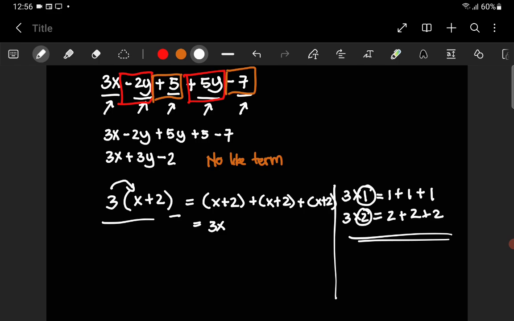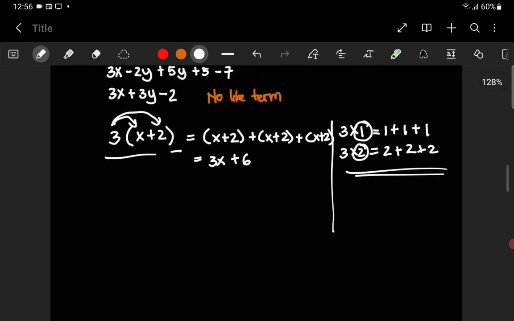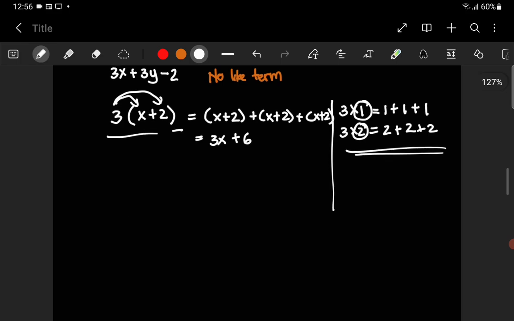How to say that one in a shorter way? Well, 3 times plus 2, right? Which is that one will be plus 6. Yeah, so 3 times x, 3 times plus 2. Now, the other thing that I want to remind you is about this one.